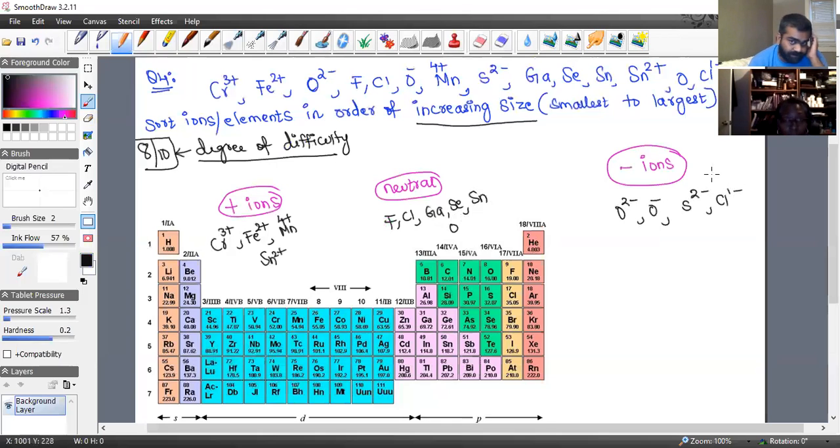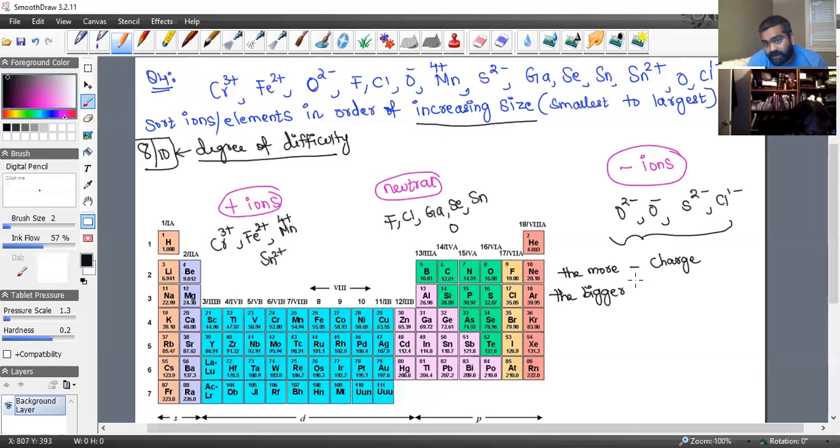Now, what have we learned in the entire week 2, or week 3? Positives are definitely going to be smaller than neutrals. Neutrals are going to be smaller than negatives. As far as the negatives, I would like to create an extra rule: the more negative the charge, the bigger the ion, and then you apply the rules if there's more than one. That's why I said this particular problem completely tests you on the entire concept.